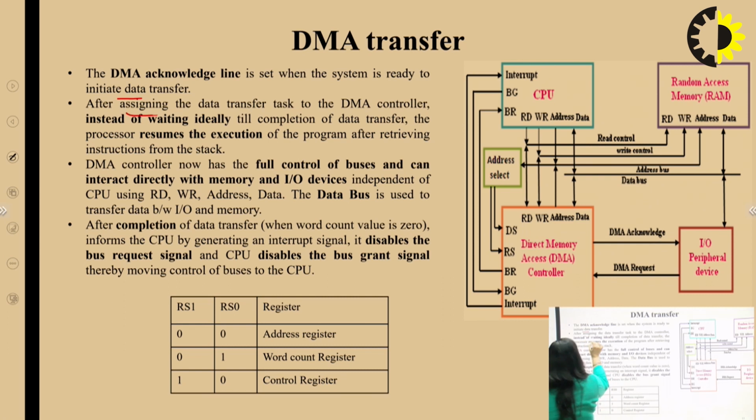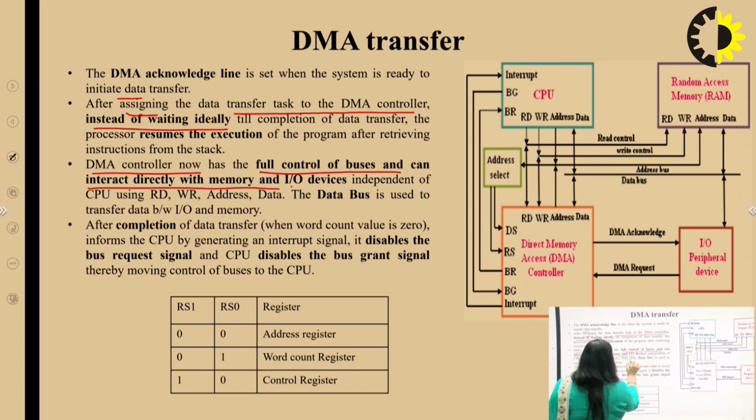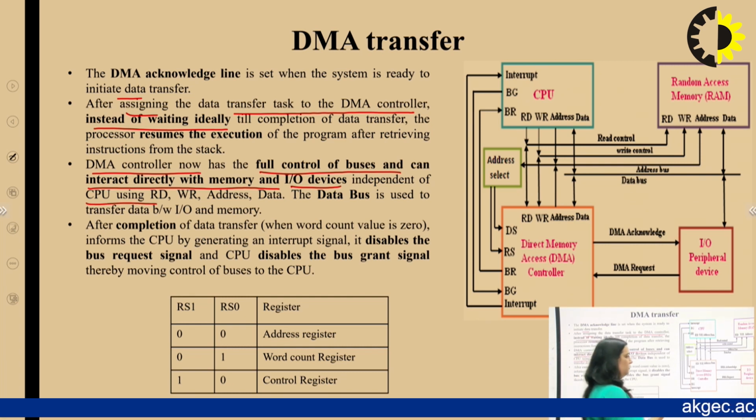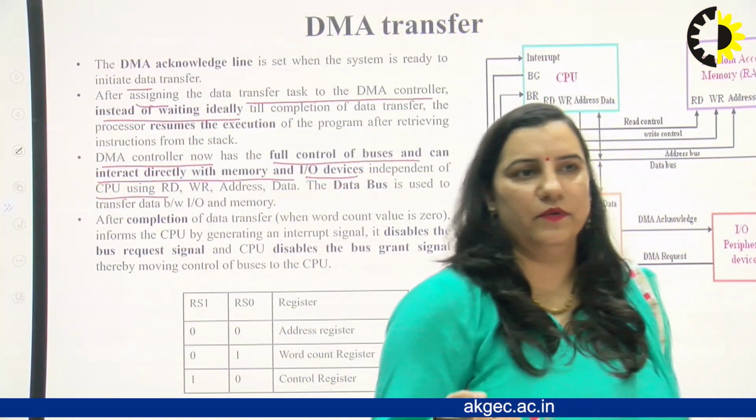Now, after assigning the data transfer task to the DMA controller, instead of waiting idly till completion of data transfer, the processor resumes the execution of the program after retrieving the instruction from the stack. So the DMA controller now has full control of buses and can interact directly with memory and input-output devices, independent of CPU. Now, CPU intervention is not required. CPU is not required after granting the bus to the DMA controller.